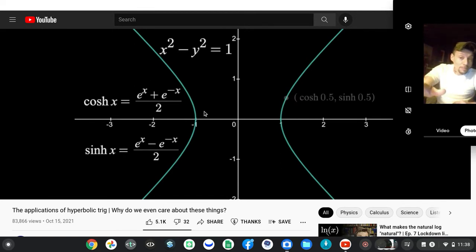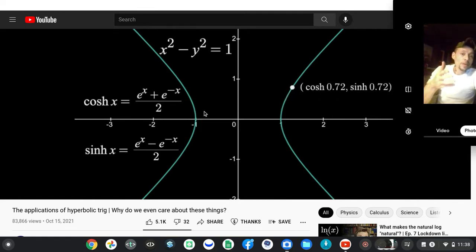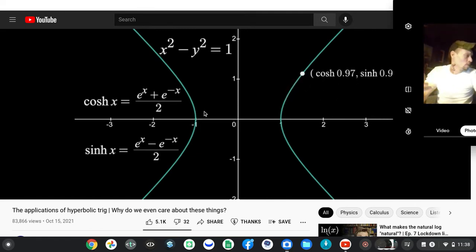If we plot hyperbolic cosine, comma, hyperbolic sine of some input, which is really just plotting this here with an input of 0.5, then the point will lie on the hyperbola. And as we change the input, the point simply moves along our curve. So there's one way hyperbolic trig and trig are actually much more related than they first appear.